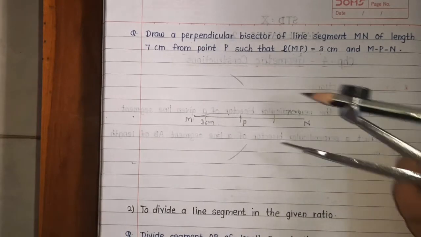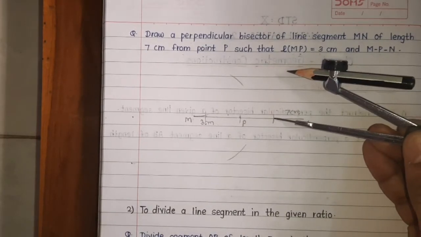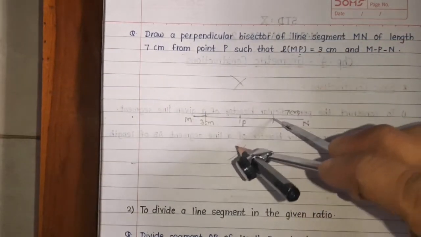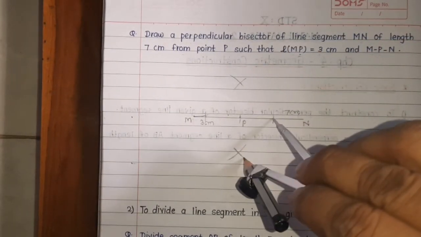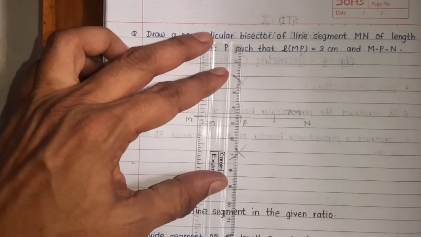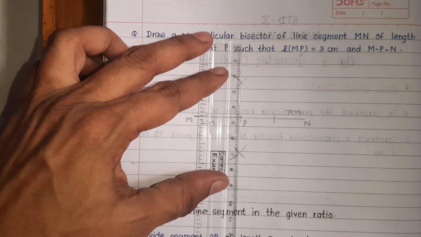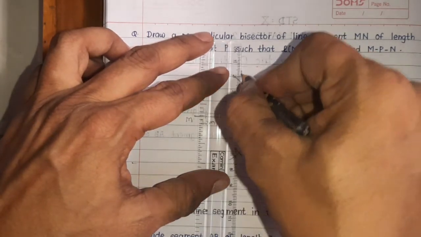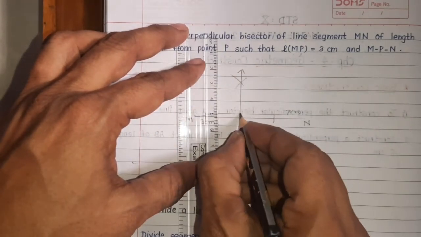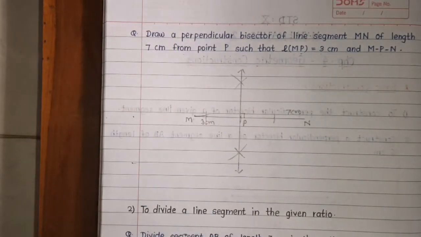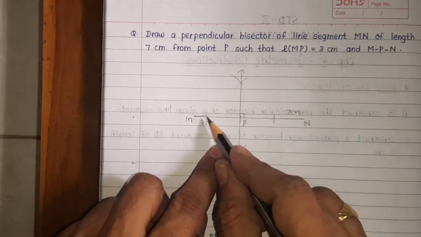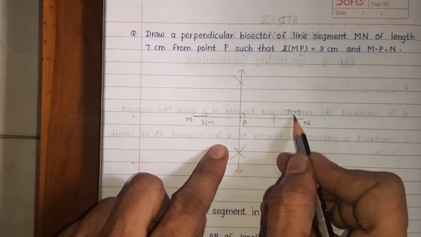Got it? Then from this arc, put the metal point on this arc, draw one arc intersecting the previous one and another below that. I think everyone understood this, and join this. You come to know that the line goes through the point P. This is the perpendicular passing through the point P to the segment MN of 7 cm.